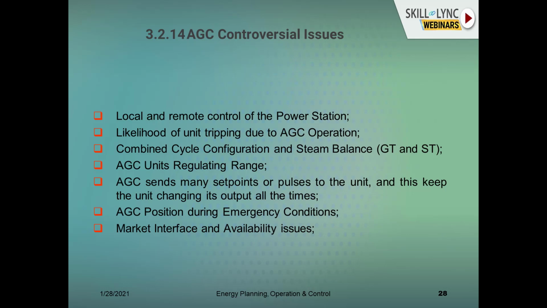Sometimes they say AGC will control the unit from minimum to maximum. The people who defend AGC will say, okay, no, we will let AGC work in the regulation range. We agree with you. For example, if a unit is doing between 50 and 100, which is minimum and maximum, we let AGC work between 60 and, say, 90, and this is safe mode.